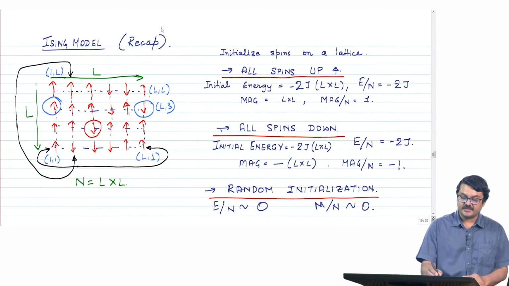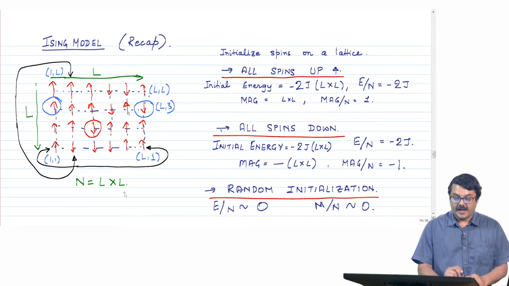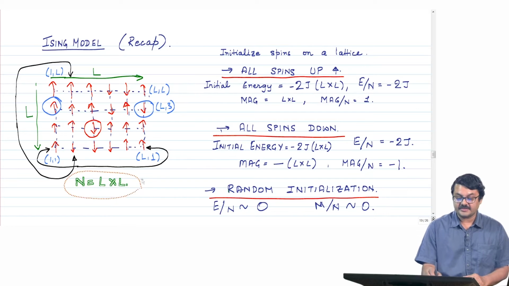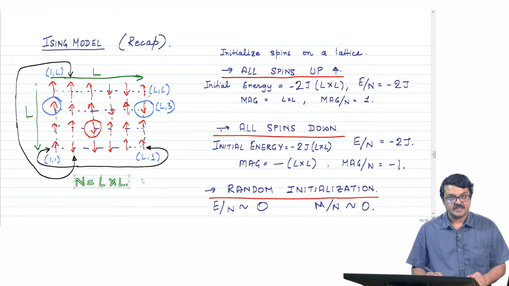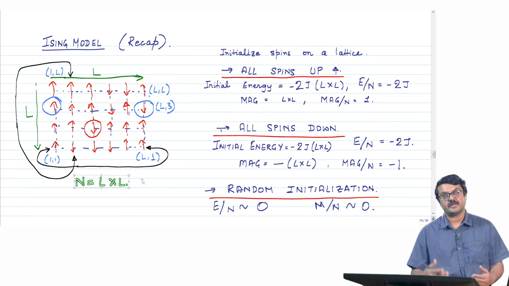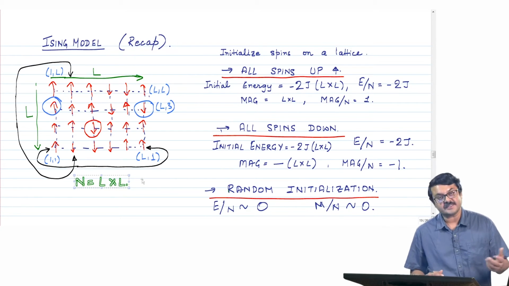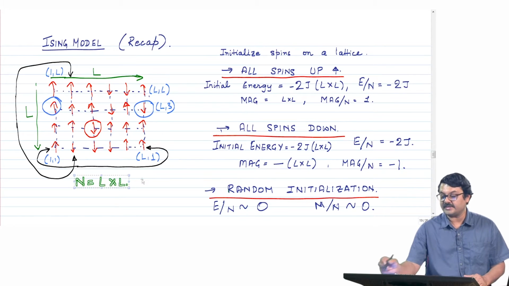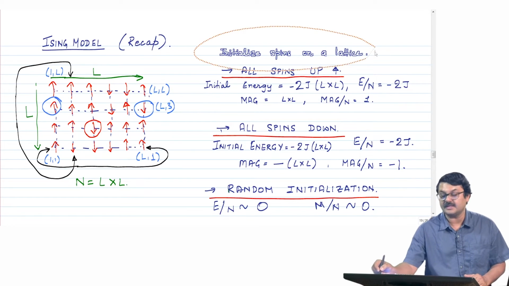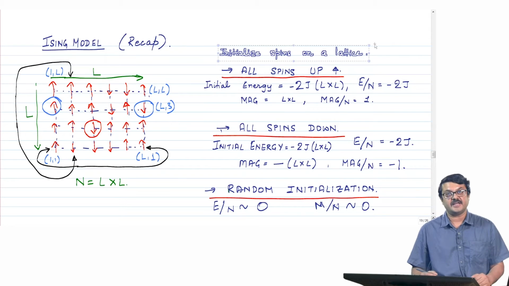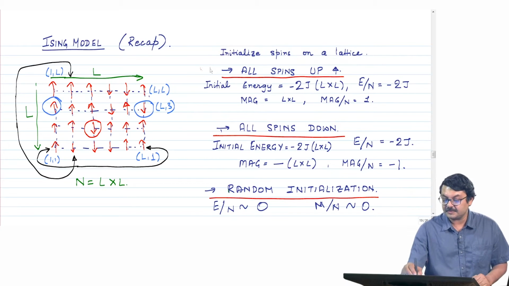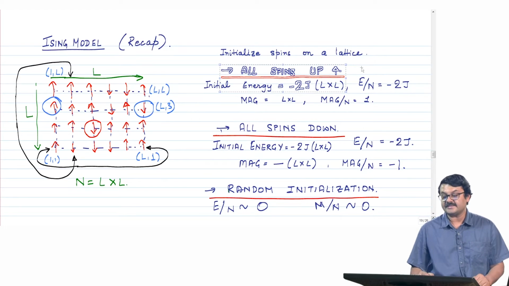The size of the lattice was given by L, and then the total number of spins is L cross L in a 2-dimensional lattice. If you have a 3-dimensional lattice, then the total number of spins will be L cross L cross L. In the last class, we discussed initializing the spins on the lattice. So, you can initialize the spins where all the spins are basically pointing up. In that case, the initial energy.